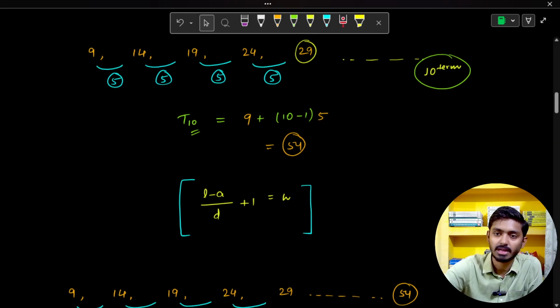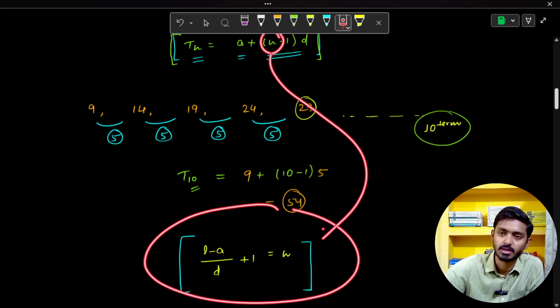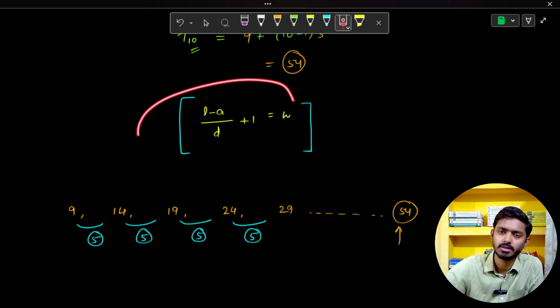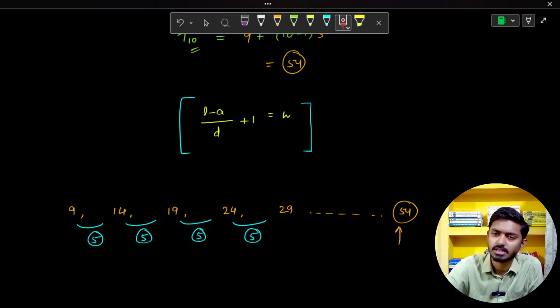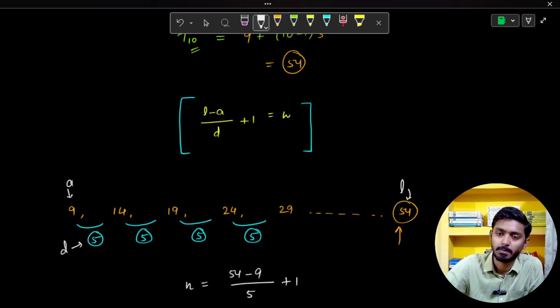Again, this formula is derived from the previous formula only. So either you can learn this formula or you just use this formula. Well, I'd suggest learn that, because a lot number of times such questions has been asked where they ask the position of the term. So we'll write n equals to L. It is very clear, and it should be very clear. The last term is 54. The first term A is 9, and the common difference over here is 5. Okay, so we'll write L minus A by D plus 1 to be the value of n.